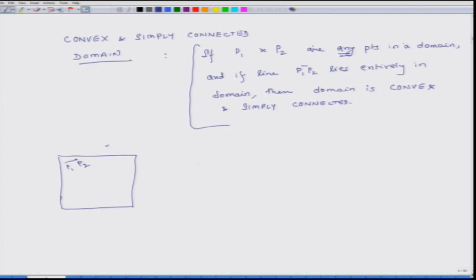Now, you take another domain. Okay. If I take this point and I take this point and I draw this line, it is not totally in the domain. So, this is not convex and simply connected.